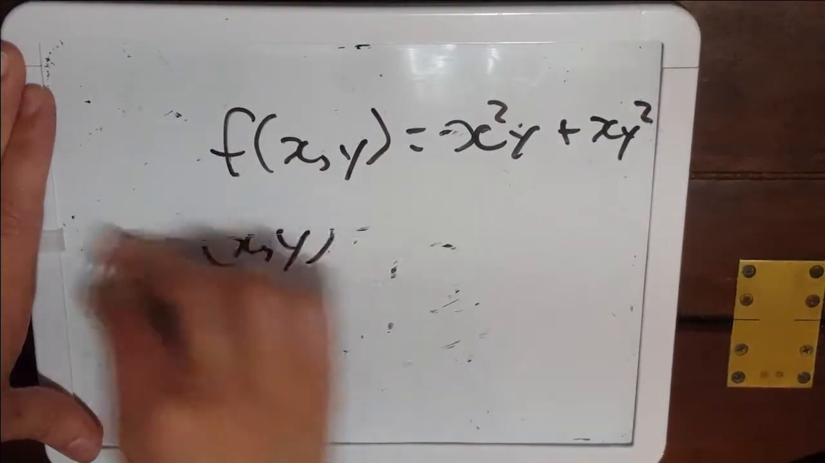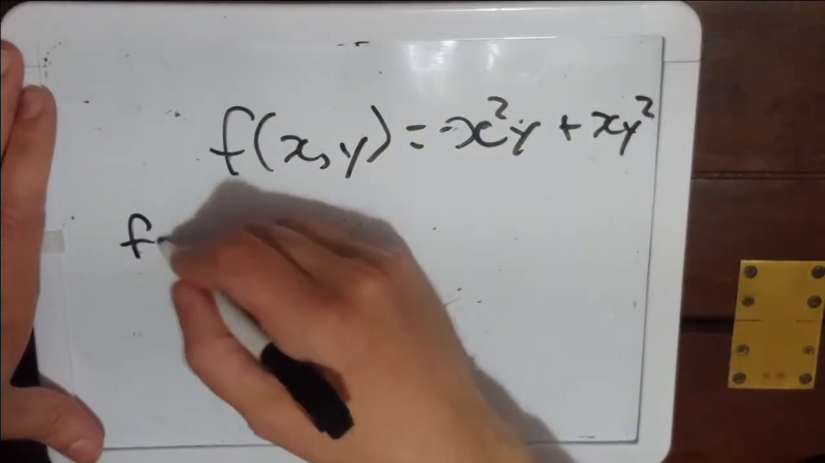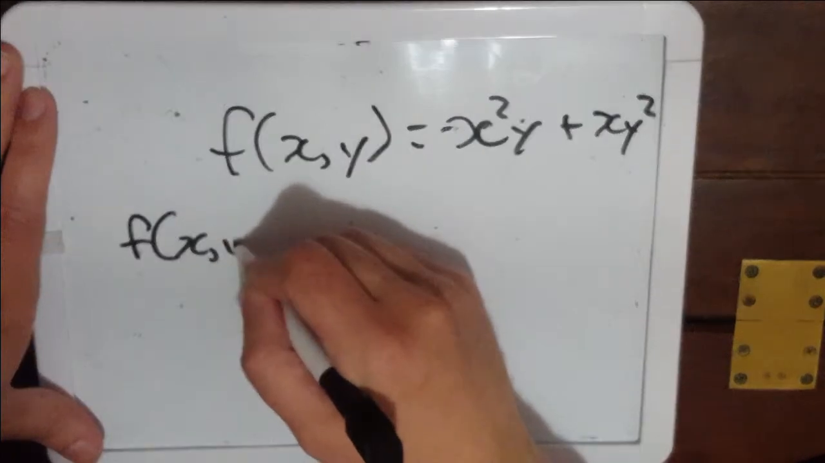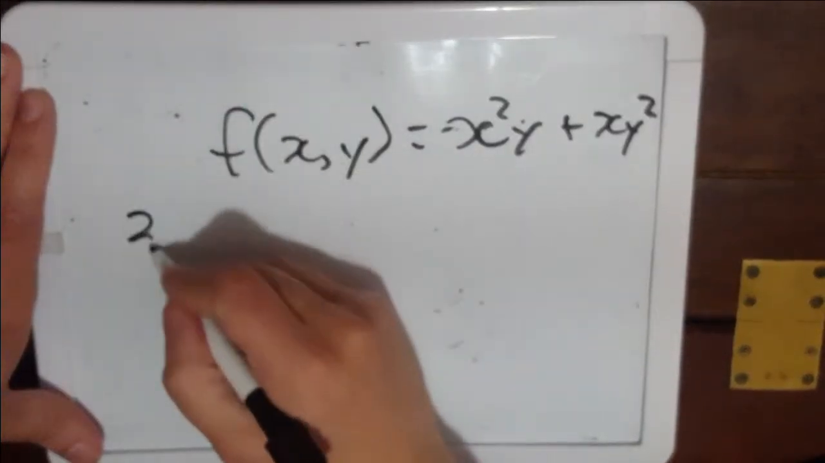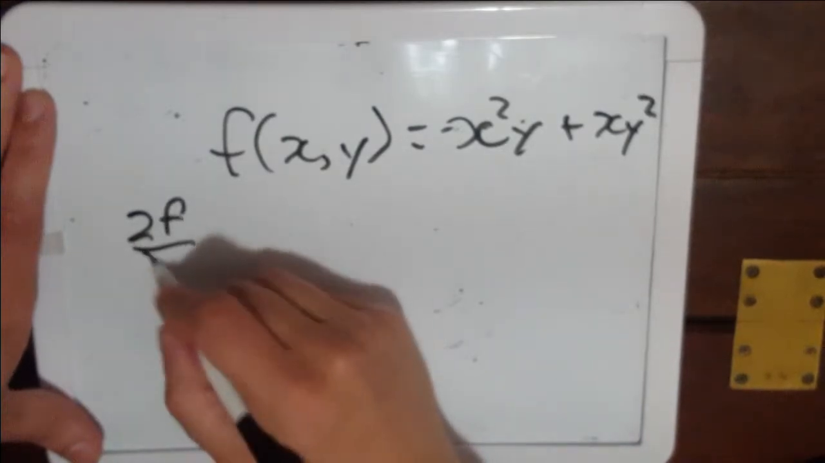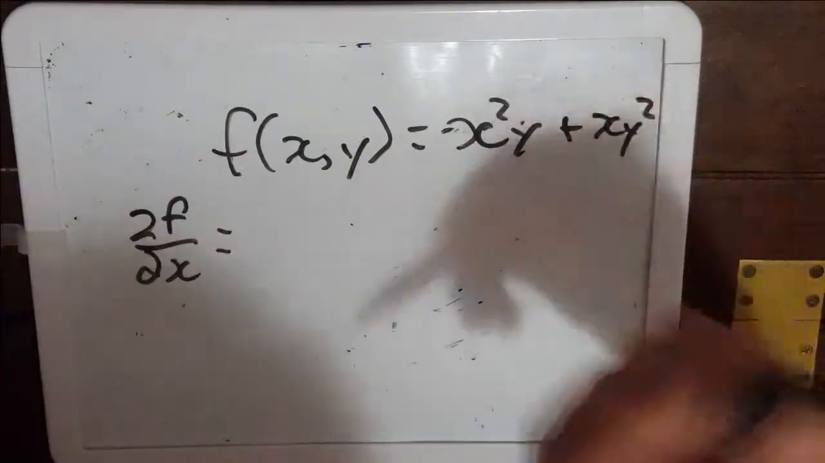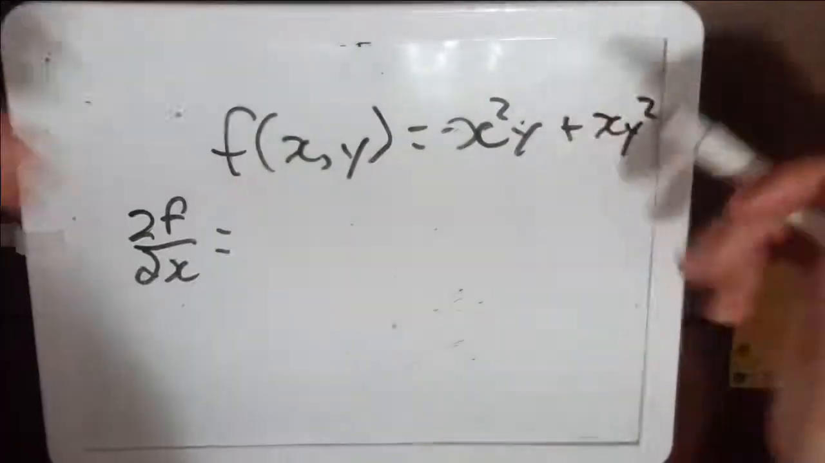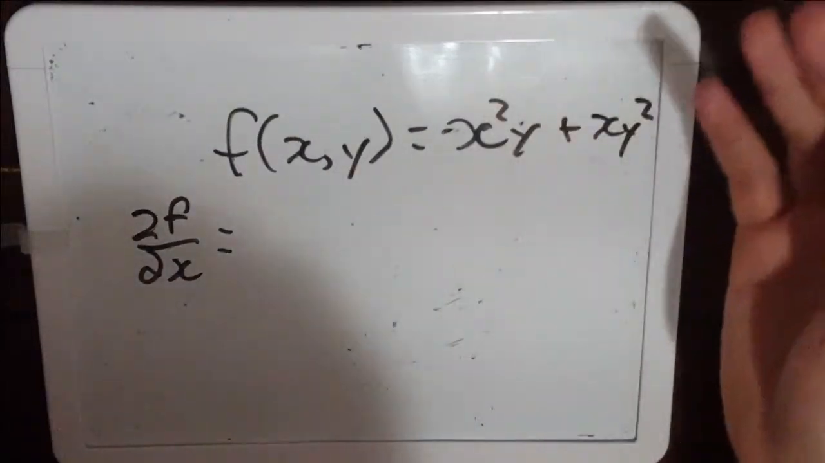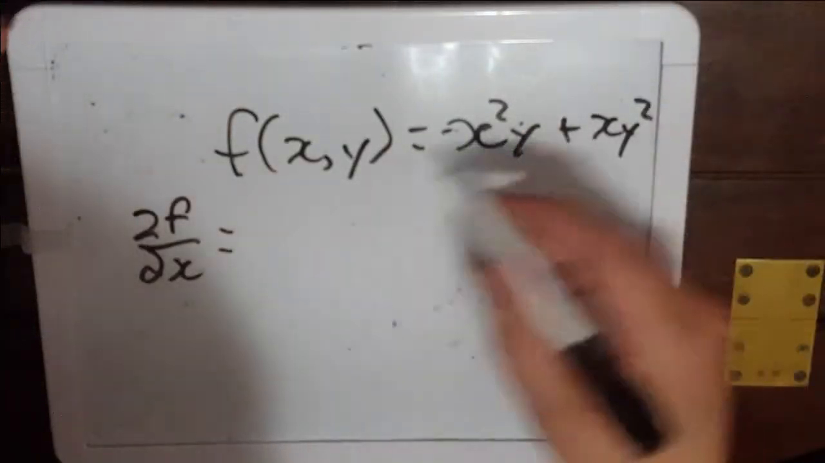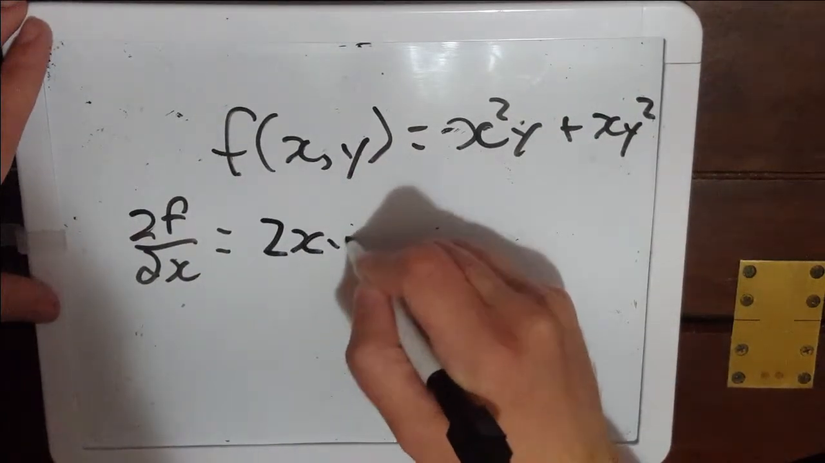Now, how do we compute a partial derivative? It's very easy. So the partial derivative of f with respect to x, what we're going to do is take our x variable and do some single variable calculus on it, as we normally do. And we're going to treat every other variable that we have as a constant. So the derivative of x squared y is going to equal 2xy.